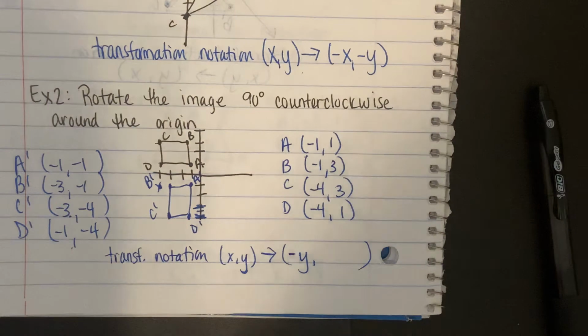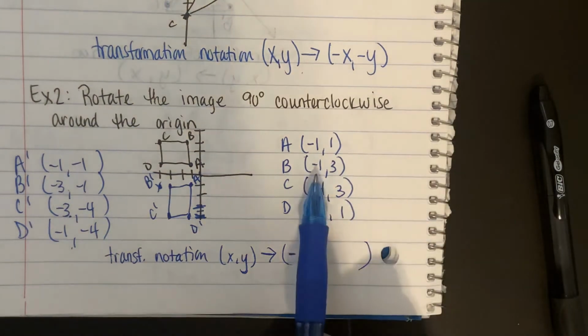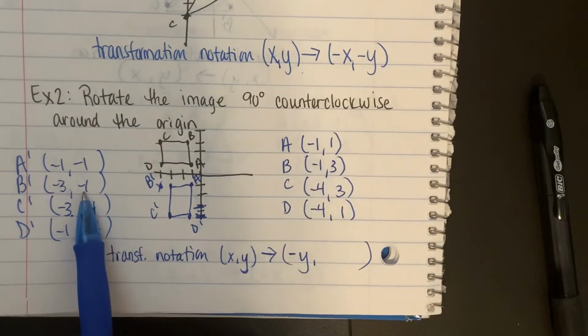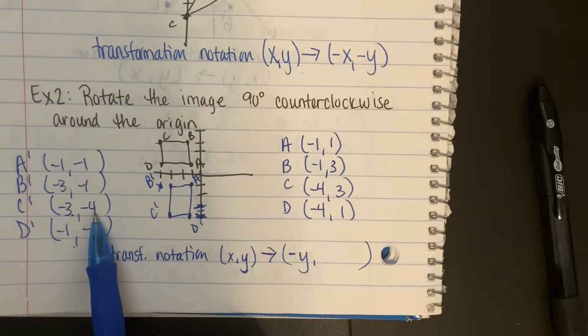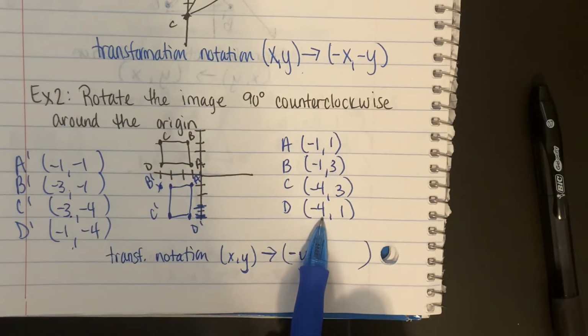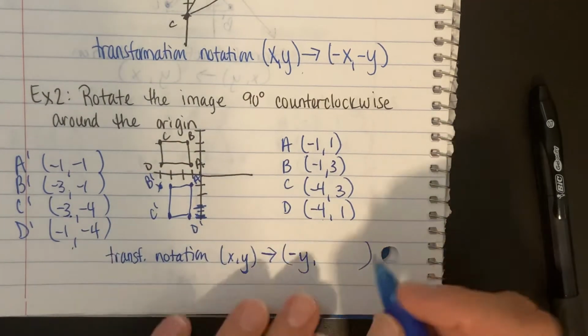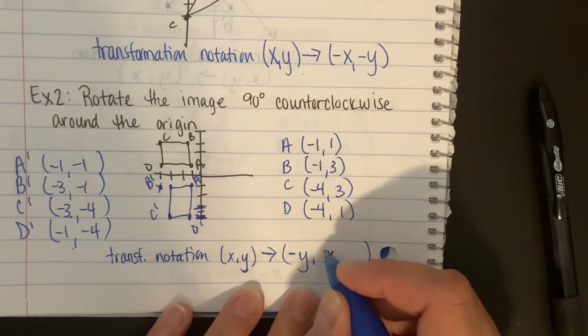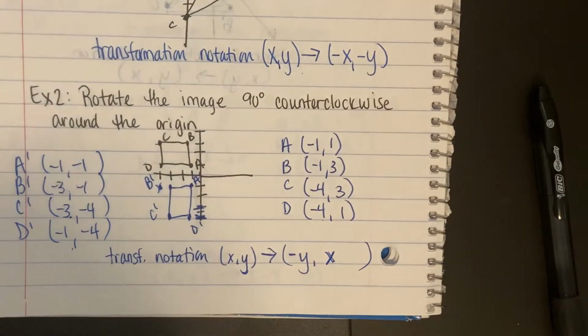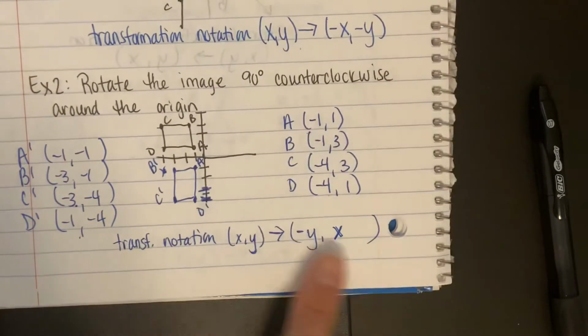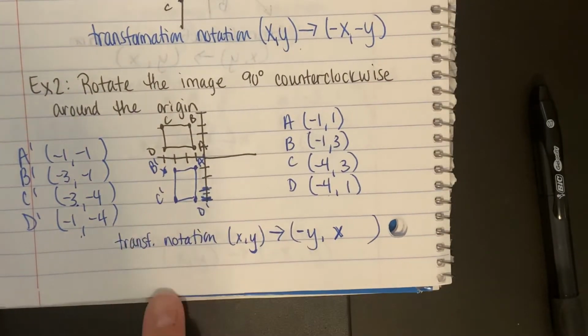And now let's see what happened. Here this x is -1, and now that's exactly what the y is here. It didn't change sign. Here the x is -4, and now it's the y, it didn't change sign. And here, the x was -4, now that's the y, it didn't change sign. So this became x. So (-y, x). That is a little tricky, and we'll practice that more.